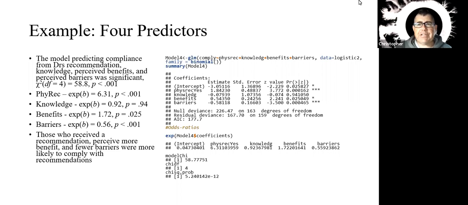So again, very much like with linear regression, we want to talk about the model first. Okay, was the model significant? In most cases, we're going to find a significant model. Then we're going to want to pick through and talk about which of the specific variables in the model were significant. And then finally, as the last step, we're going to explain it in plain English. The plain English explanation I have here: those who received a recommendation and perceived more benefit and fewer barriers were more likely to comply with recommendations. Just something of that nature. Again, the plain English explanations are really important because those really get at being able to explain things to people who maybe don't understand logistic regression or don't understand statistics in general.